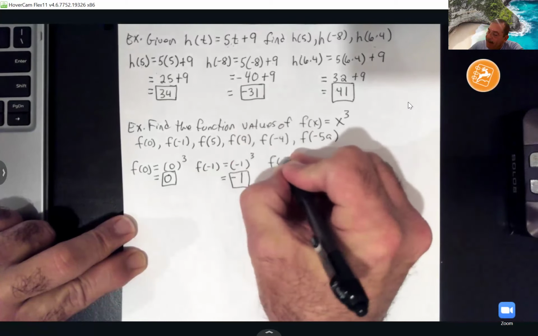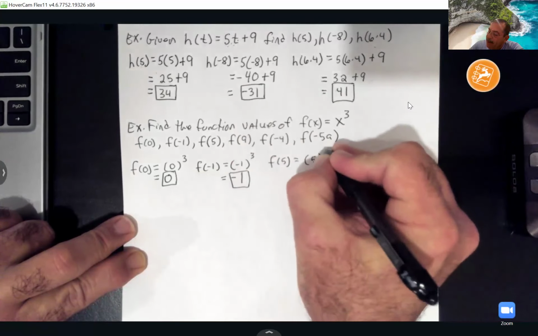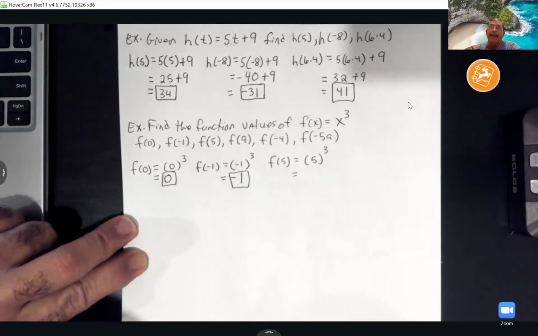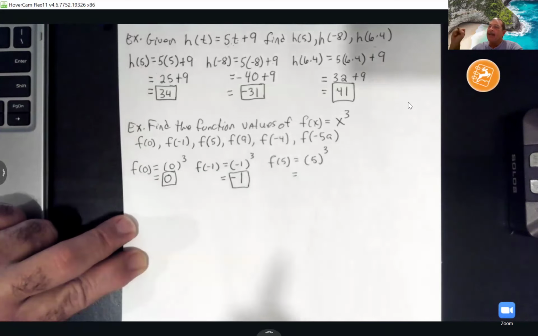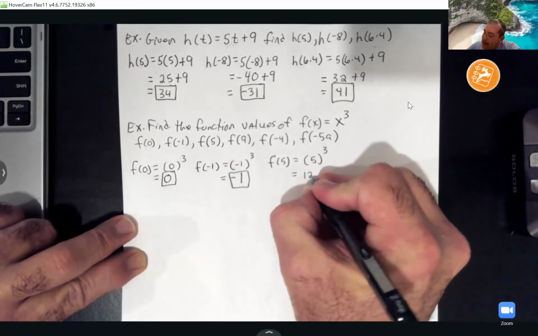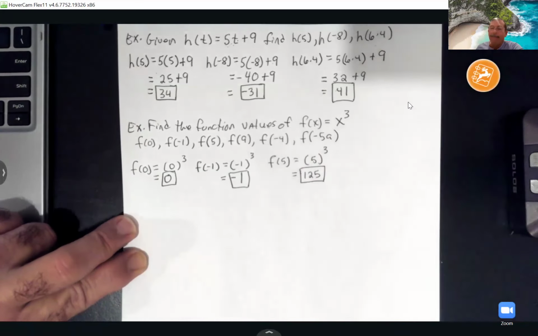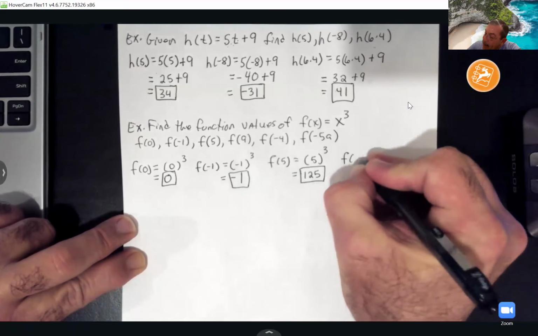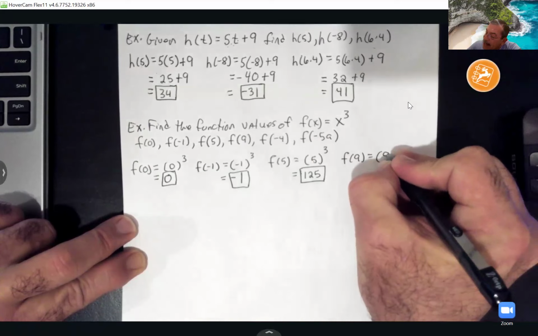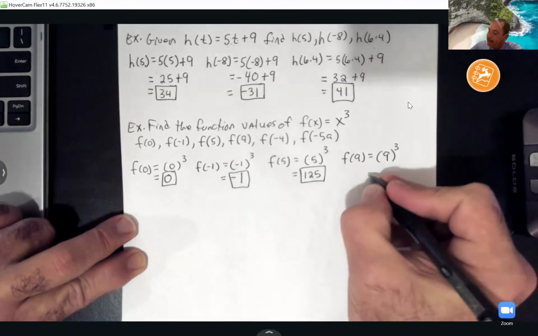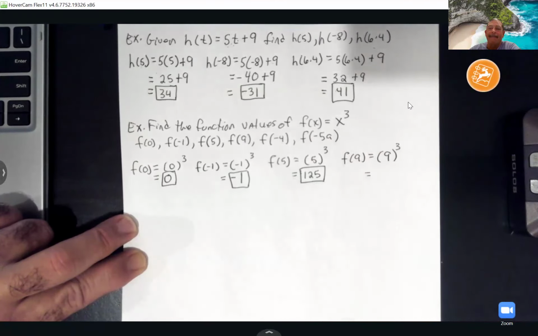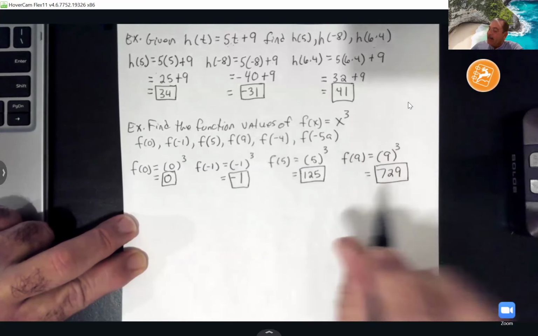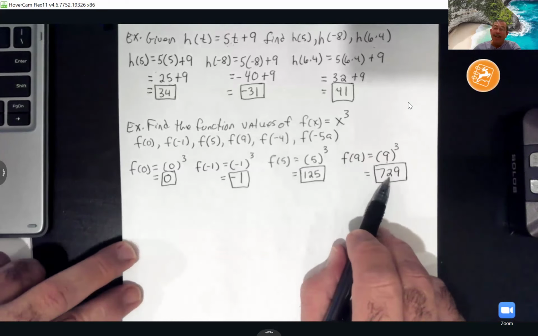Right, y'all? F of 5. That's going to equal 5 to the third power. Woo, that's going to be semi-big. 5 times 5 is 25. 25 times that other 5. Ooh, that's what, 125. So y'all, cubes make numbers get big pretty quick. Look at this one, f of 9. So I'll let y'all play with that. And what is 9 to the third power? 729. That's why I wasn't picking 9s on that cubic graph, because those would be some really large y values.